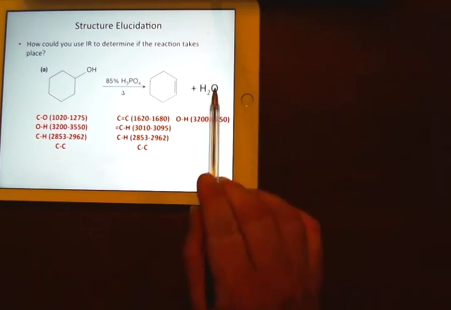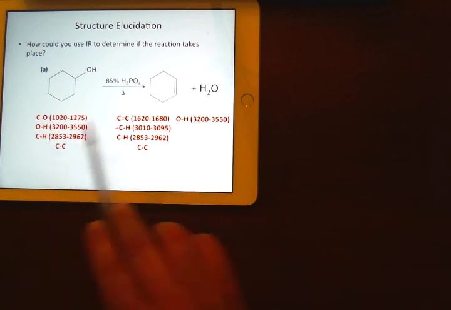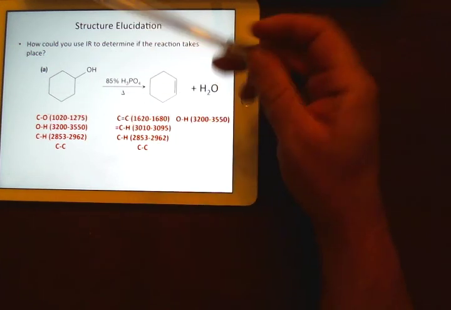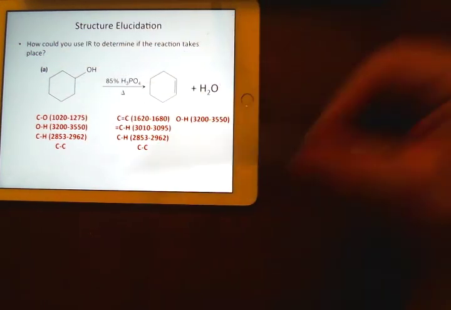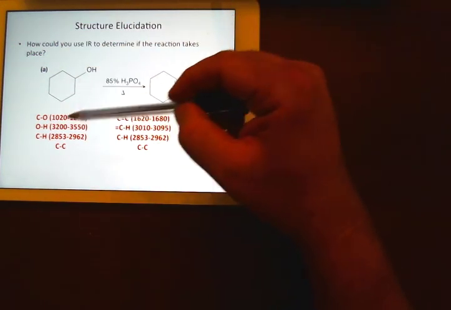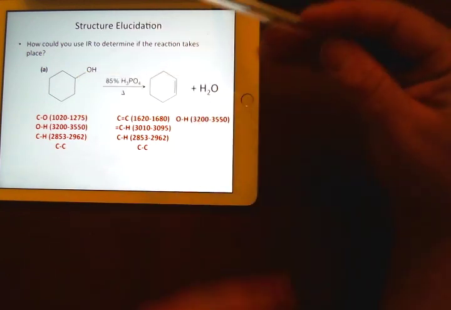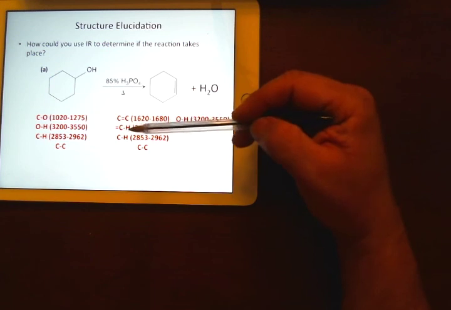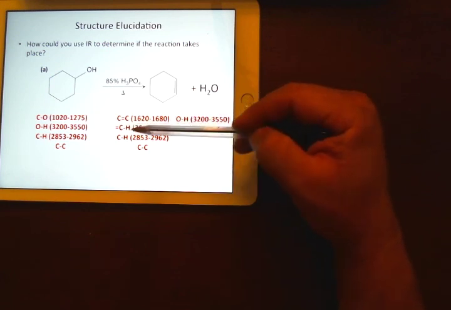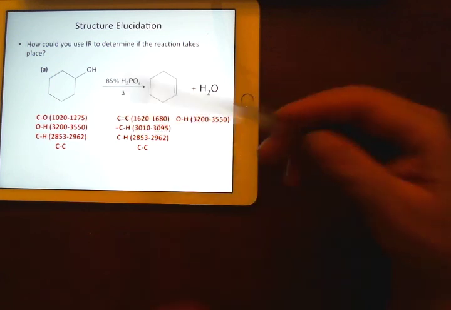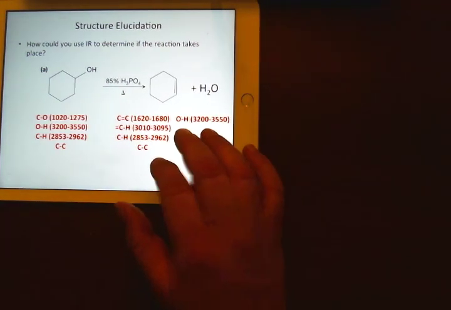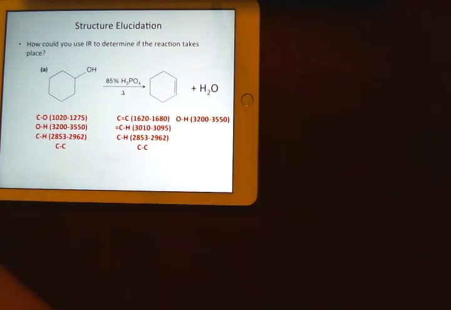Because we're making water, the OH probably isn't going to change much. But as this reaction goes along, if you're taking readings, this CO bond is going to go away, because we're losing the concentration of this. What's going to be growing in is this peak here and that peak there. So as we start to make more of this compound, that's how you do this. See what's different between the two. Okay, good luck.